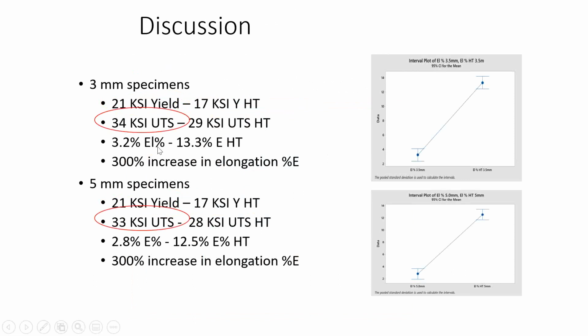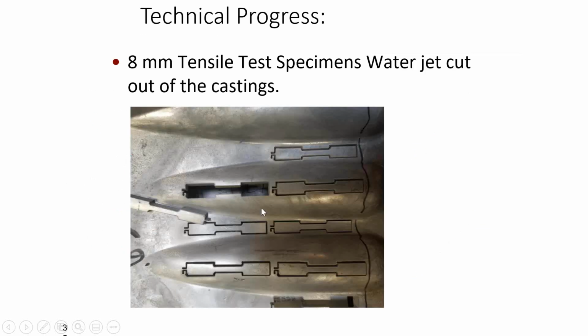The ultimate tensile strength was 34 KSI, 33 on the 5 millimeter specimens. Once again, very similar. And then 28 and 29 KSI heat treated. Once again, very similar. And then we can see the elongation. Elongation of the non-heat treated right around 3%, 2.8%, rising up to 13% and 12.5% once you heat treated them. So very similar data. So, cutting thicker sections.